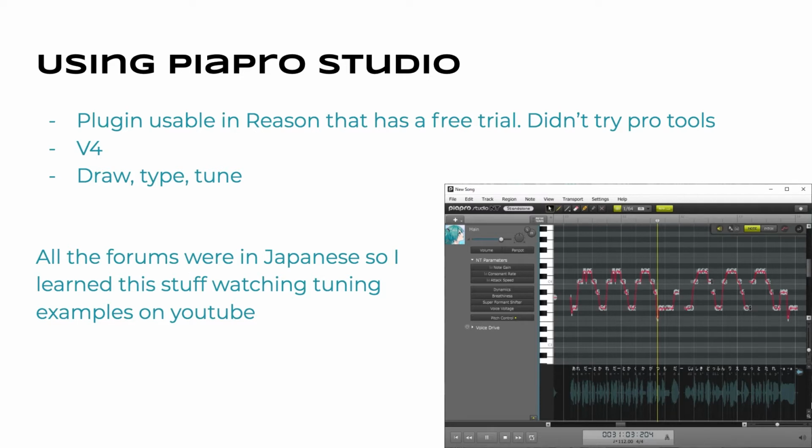And for Piapro Studio, I think the process is pretty standard. You draw your blocks for your syllables and your sounds, and then you type in your lyrics, and then you can automate all the parameters to tune the Vocaloid. And I learned how to tune by watching examples on YouTube that were silent.